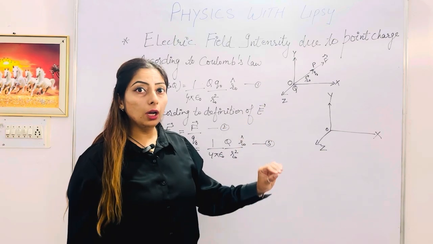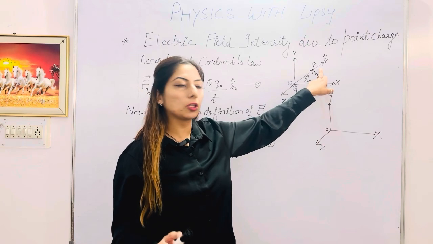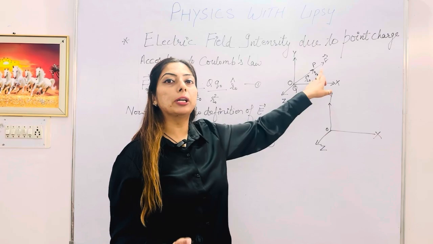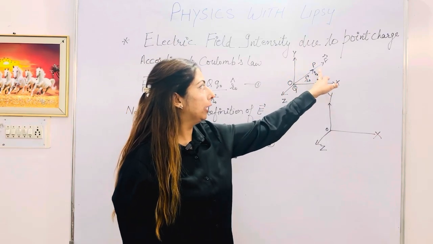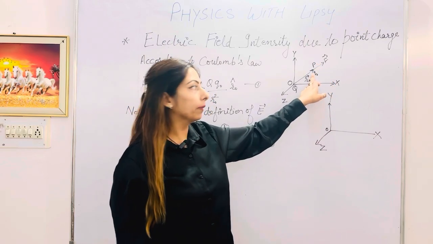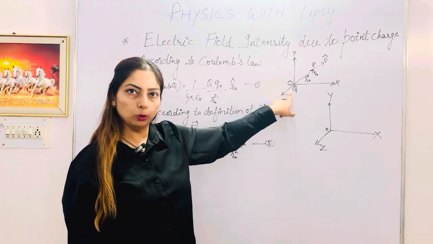So what we will do to find out the value of electric field at point P, we will put a test charge Q naught. We will put a test charge Q naught at point P. Now what we will do, we need to find out the value of electric field at point P or on the test charge Q naught due to this charge capital Q.